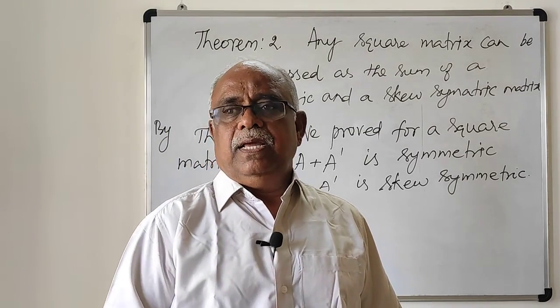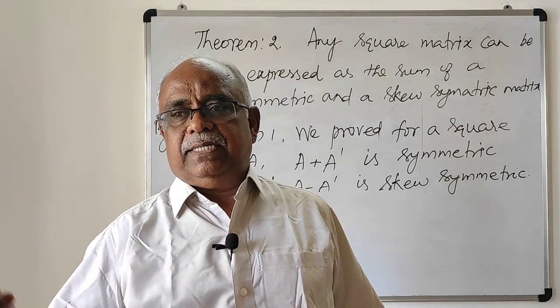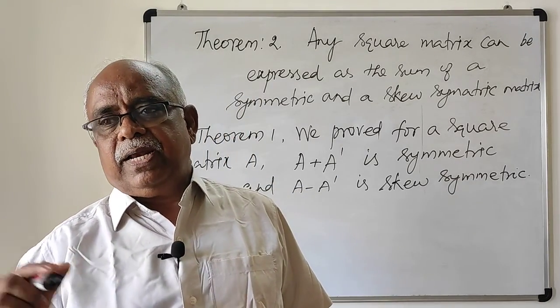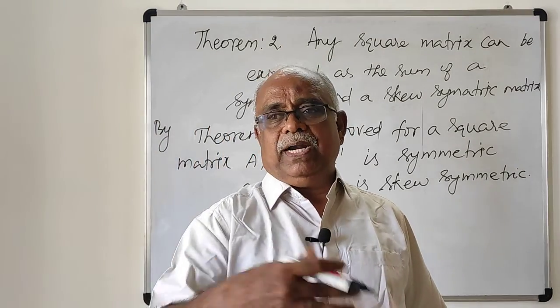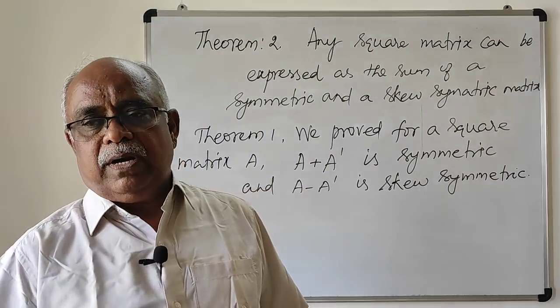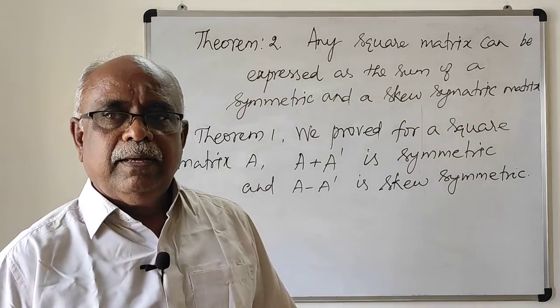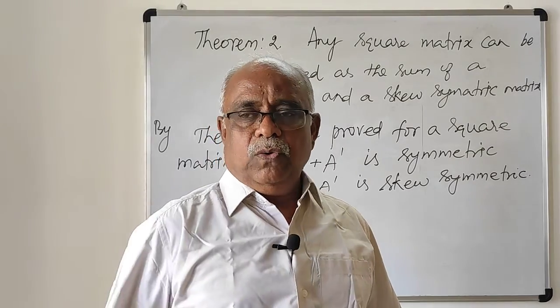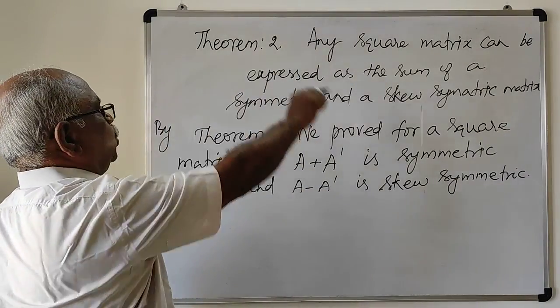That theorem states that any square matrix A can be expressed as A plus A dash as a symmetric matrix and A minus A dash as a skew symmetric matrix, where A dash is the transpose of the given matrix A. A is a square matrix with real number entries. That is the theorem we have seen in the previous video. Now in this video, the second theorem we are going to see, theorem 2.